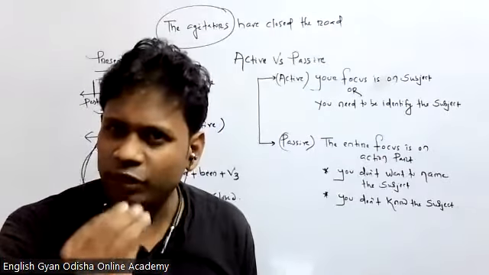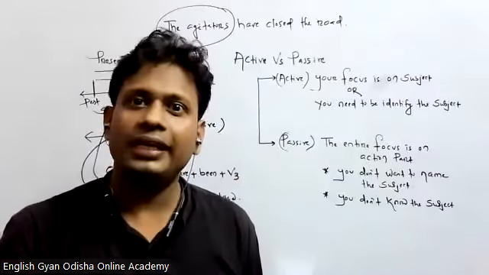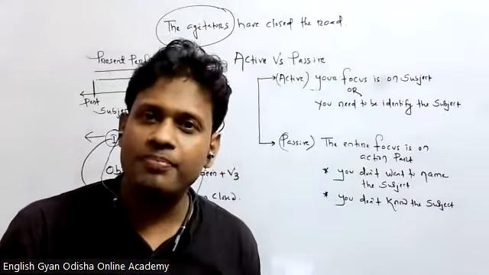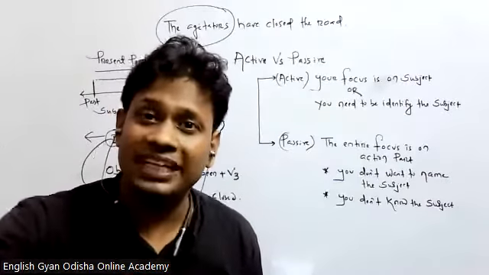So let me tell you a little bit in Oriya. I eat a mango; a mango is eaten by me. I am eating a mango; a mango is being eaten by me. I have eaten a mango; a mango has been eaten by me.